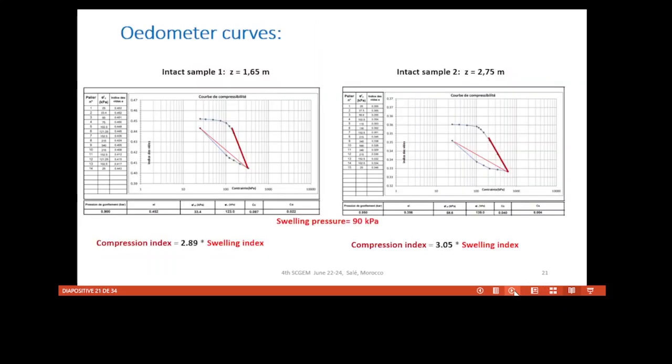But when considering the Oedometer curves of this soil for loading and unloading, what can we see? We can see that the compression index is about 2.9, the swelling index value, as we can see here. So the two slopes are as represented. For another example, at a different depth, this ratio is about 3. And the swelling pressure after the ASTM method is about 19 kPa.